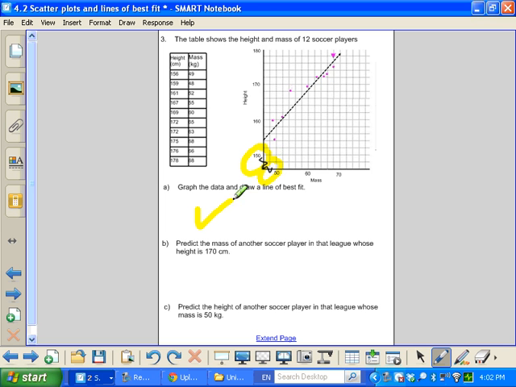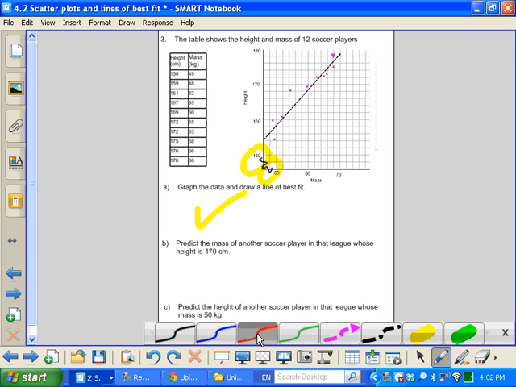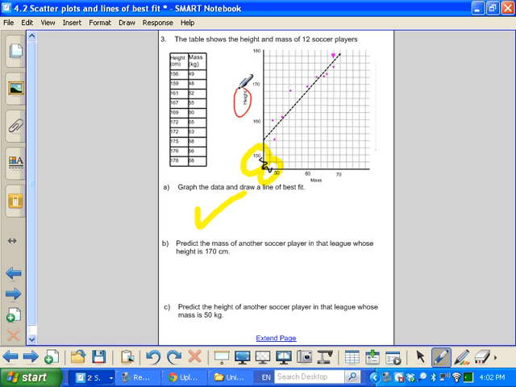So graph the data, draw a line of best fit, check mark, we're done, great. Predicting the mass of another soccer player in that league whose height is 170. All you got to do is look at the graph. There's a height of 170 right here. If you look straight across as a line, you can see that it hits the line of best fit at a particular point. And if you follow that line down, you can almost like magic see a mass for that particular point.